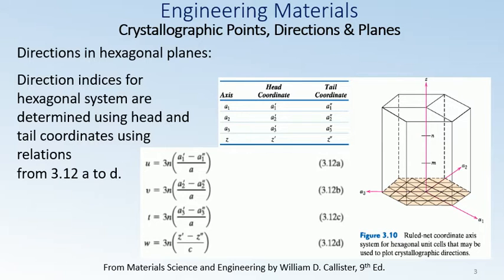And for four coordinate axes, as is shown in figure 3.10, we use head and tail coordinates as shown, and find u, v, t, and w, that are hexagonal directional coordinates used for hexagonal systems, using the same relations that we talked about earlier, 3.12a to 3.12d, and then you need to of course reduce to integer values and put them in square brackets.